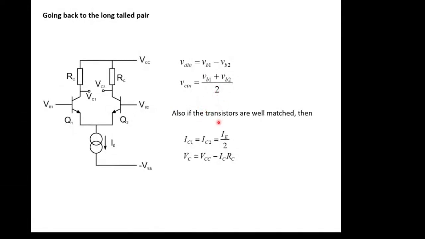And also, if the transistors are well matched, and this is important, and this is why op-amps are always now integrated, because we can make the transistors very much the same, we can say that IC1, the collector current in C1 there, is equal to IC2, which is equal to IE over 2. So IE is the value of the current source, splits into two, and half of it comes down here and half of it comes down here. And that works if the transistors are well matched, and we want them to be well matched.